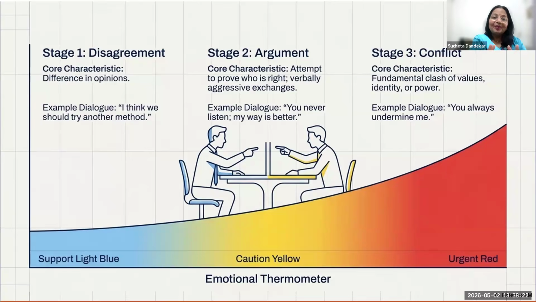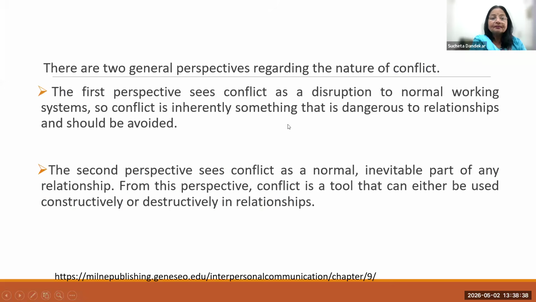So at least we understand that when we say conflict, it means that we really need to use some strategies by which we will have a win-win situation, or where we do not escalate it into what is said to be a tornado. But let me tell you one thing. There are two general perspectives regarding the nature of conflict. The first perspective sees conflict as a disruption to normal working systems. So conflict is inherently something that is dangerous to relationships and should be avoided. This is what some people think, all right? The second perspective sees conflict as a normal, inevitable part of any relationship.